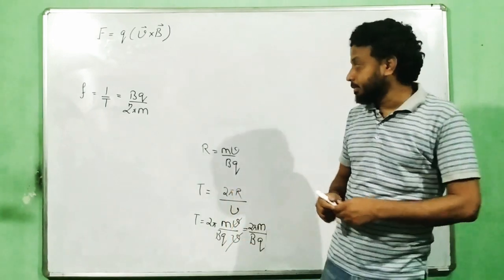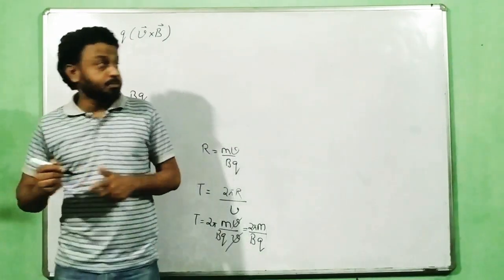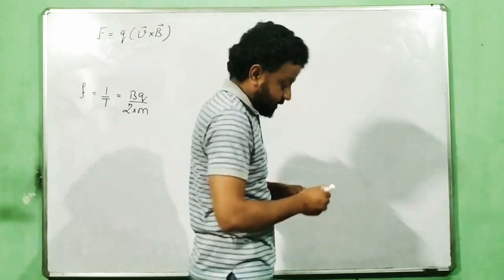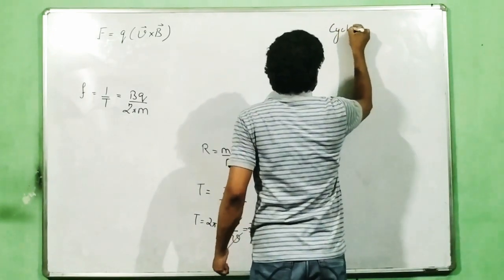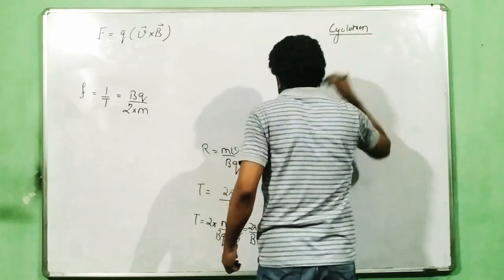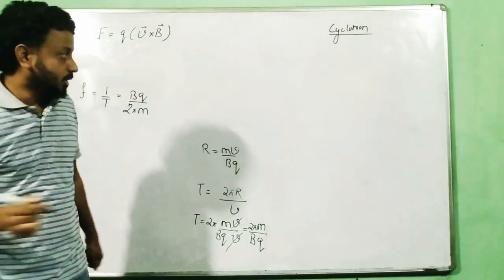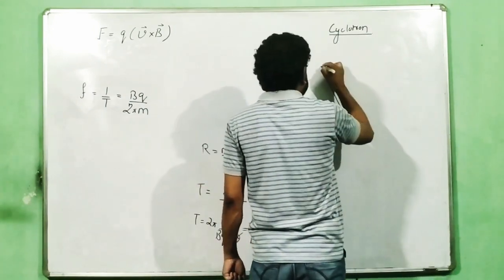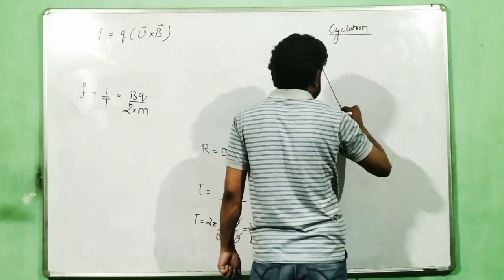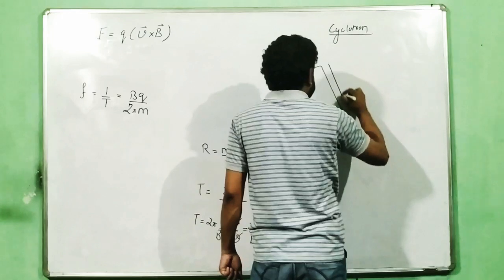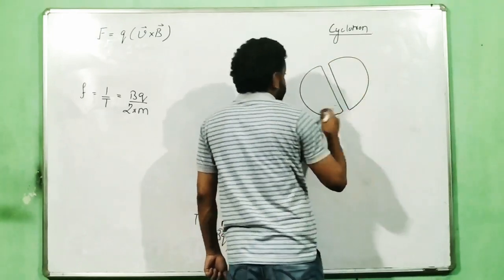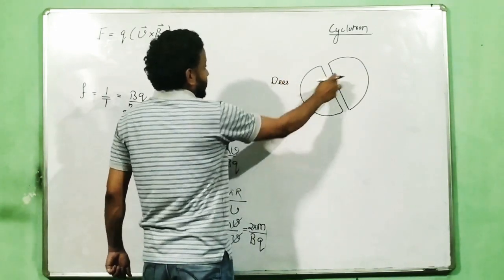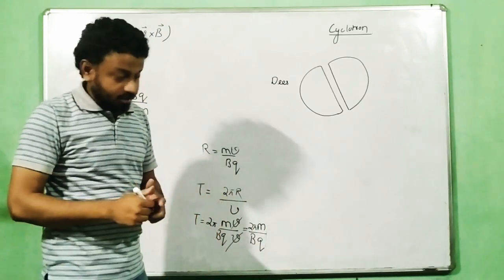If the velocity and magnetic field are perpendicular to each other, then they will move in a circular path. So I will start the new topic here. Since the theory is the same, it won't take much time. The topic name is cyclotron. A cyclotron is basically like two D's. These are called D's. They are big actually.